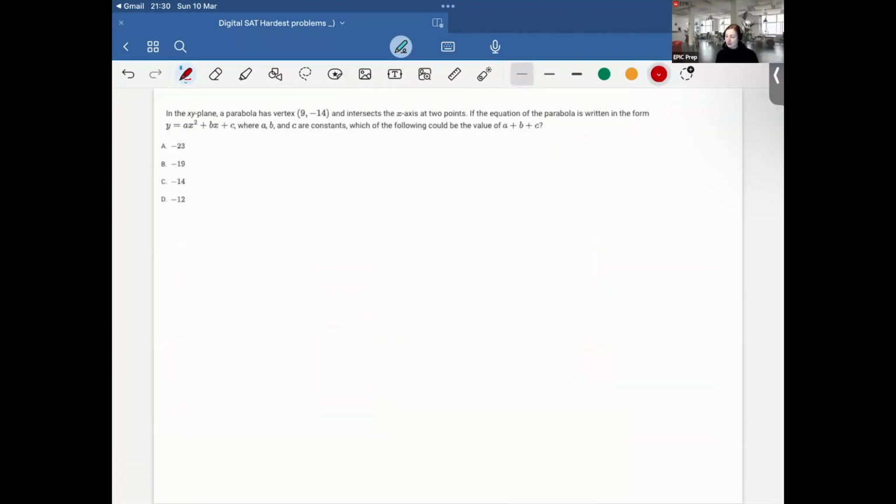So moving on to our next problem. So it says, in the xy plane, a parabola has vertex 9, -14, so h and k, and intersects the x-axis at 2 points. Interesting. And the equation is written like this. Which of the following could be the value of a plus b plus c? Okay, so first, whenever I'm given the vertex, I'm going to do y equals a(x minus h) squared plus k.